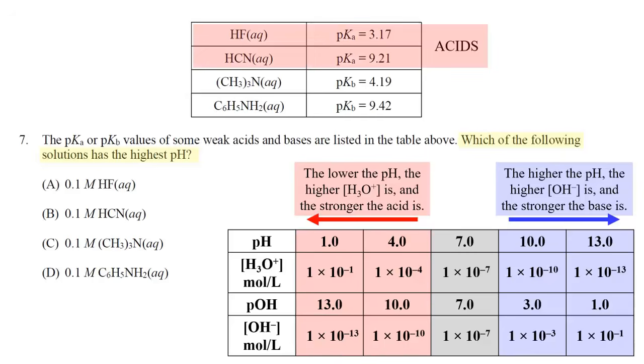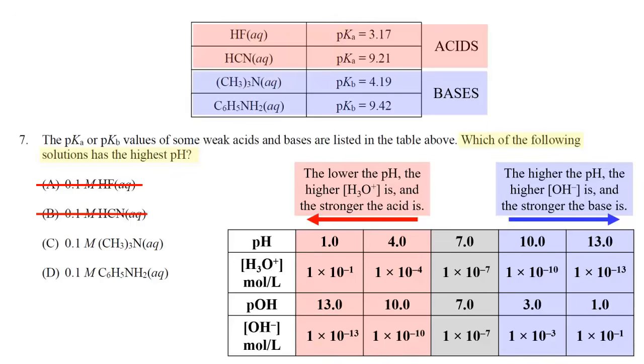Now, the first 2 substances that are listed in this table are HF, or hydrofluoric acid, and then HCN, or hydrocyanic acid, and pKa, that represents a substance that would behave as an acid. The next 2 substances, which have pKb values, are trimethylamine, CH3 parentheses 3N, and aniline, C6H5NH2. So those behave as weak bases. Since we're looking for a substance that has the highest pH, it's definitely going to be a base and not an acid. So we can narrow down our choices to either C or D.